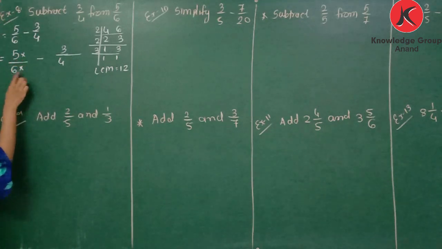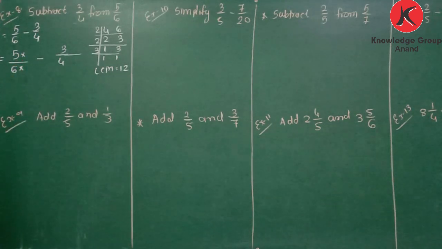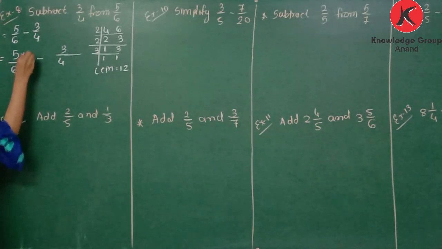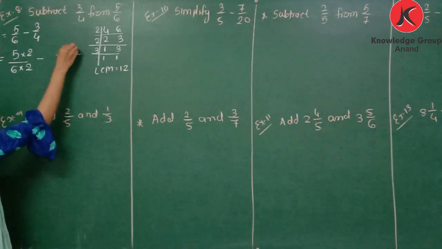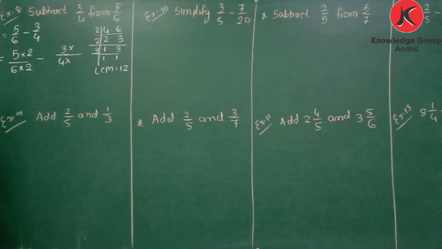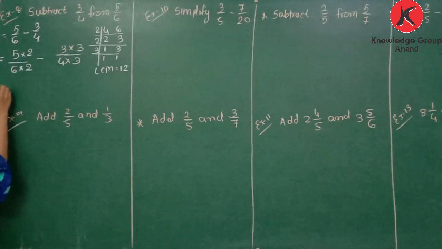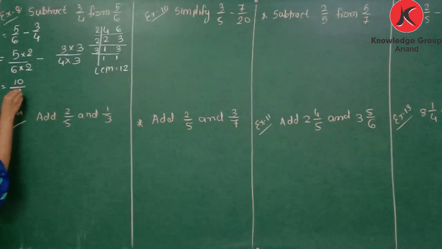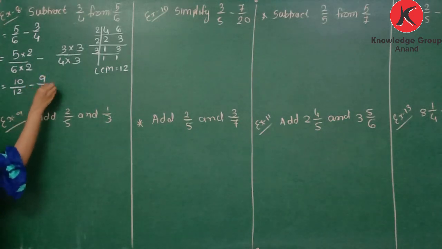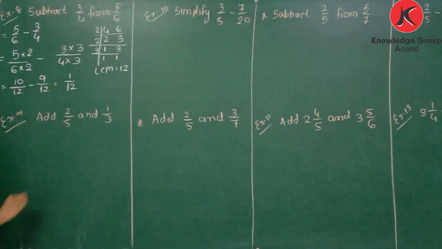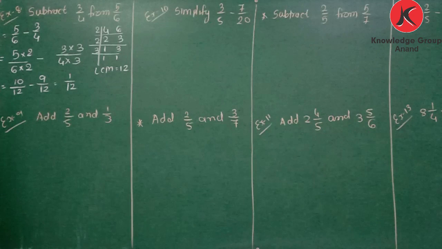By what number should we multiply 6 to get 12? 2. So the same in the numerator. And by what number should we multiply 4 to get 12? 3. So the same in the numerator. Now it is 10 by 12 minus 9 by 12. So it is 1 by 12. You can directly write it here also.